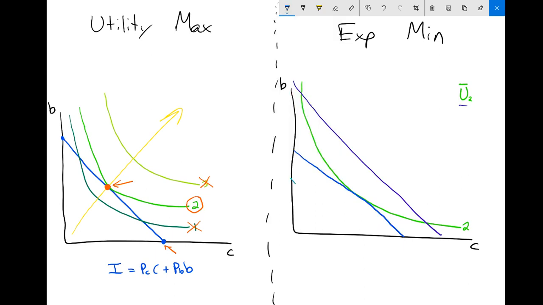And so now let's use the same intuition. Okay, so now what they're going to do is choose the lowest expenditure level possible that will allow them to achieve the given or the specified level of utility.